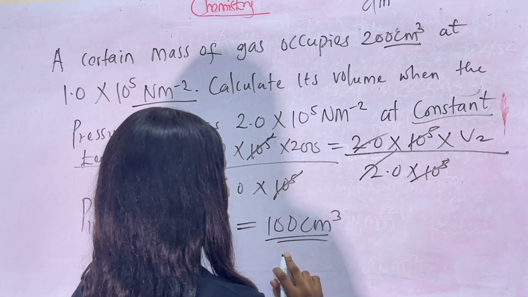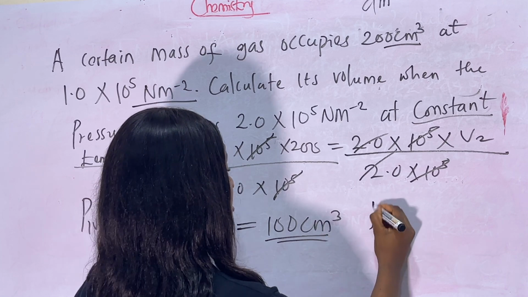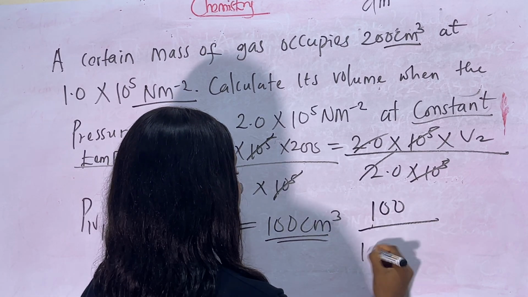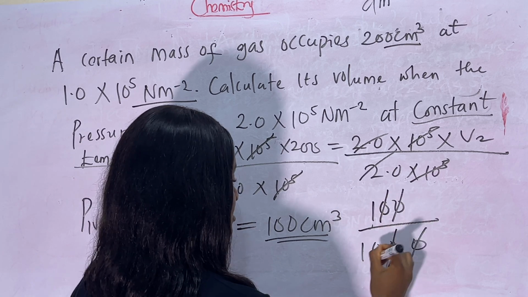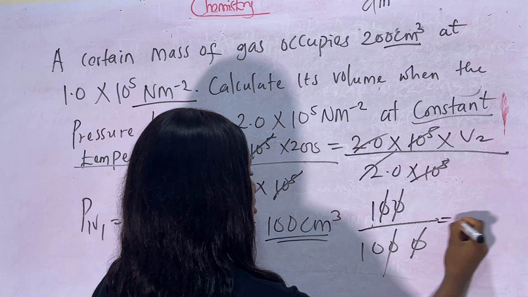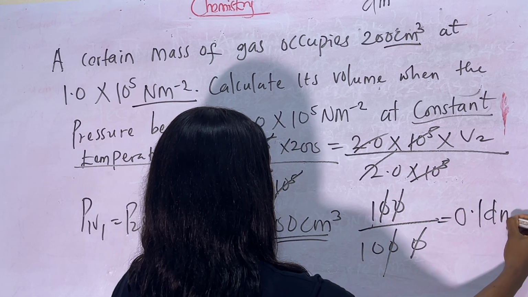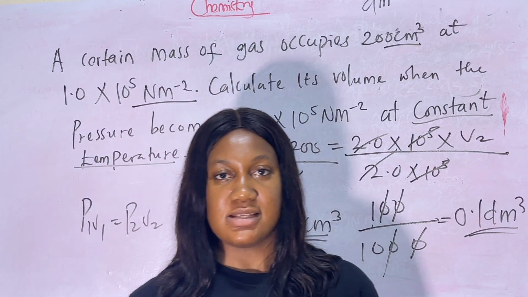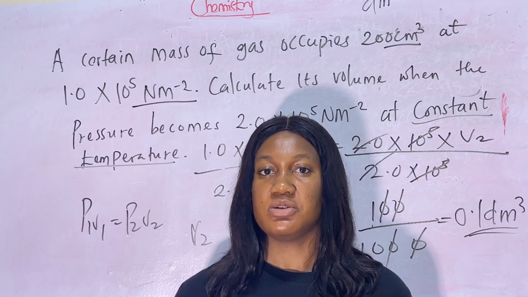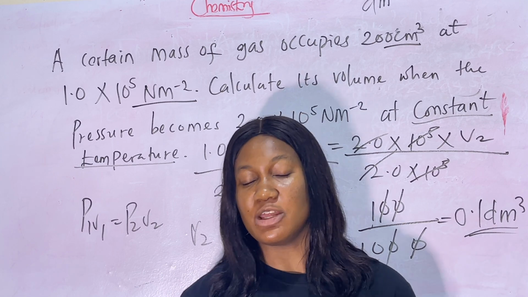So 100 cm cube, to change this to dm cube, I'm going to say 100 divided by 1000. This 0 is going to cancel this 0. This 0 is going to cancel this 0. 1 divided by 10 is going to be 0.1. I have 0.1 dm cube. Hope you got that.